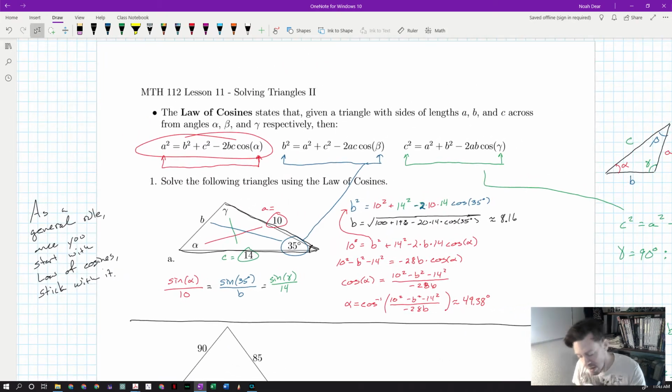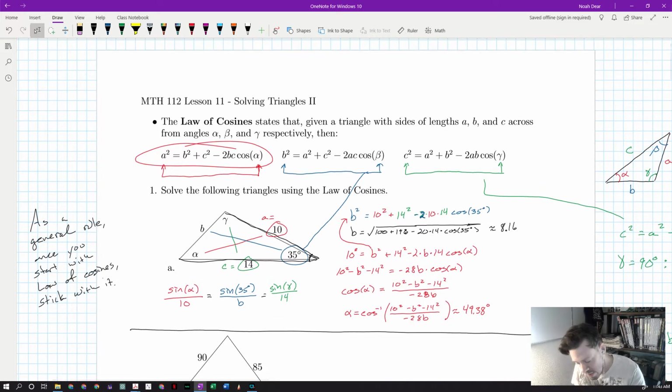So we're almost done here. One last thing, we still need our gamma value, but we're pretty much home free because gamma is simply going to equal 180 degrees, the total sum of the triangle's angles, minus the 35 degrees, minus the alpha angle, and plugging that all together, we should get that that is 95.62 degrees.